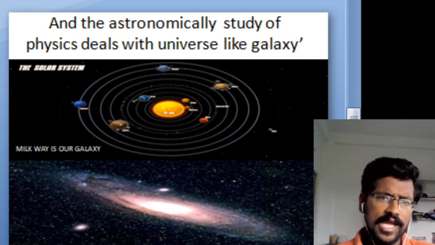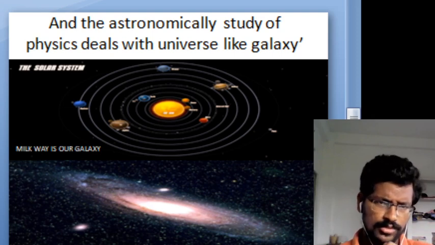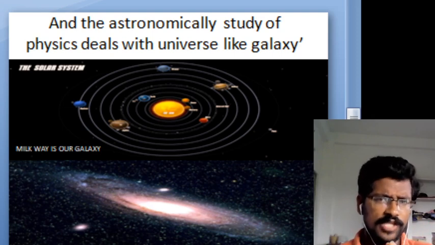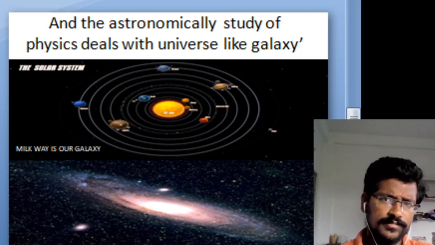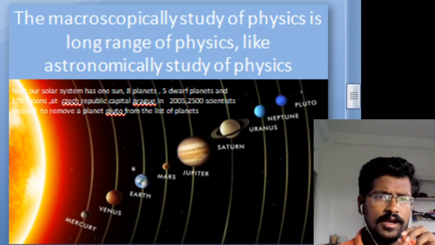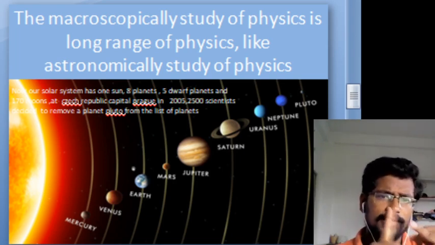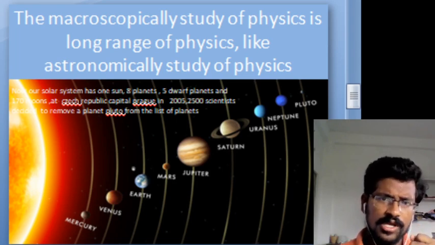Milky Way is our galaxy. In this Milky Way there are a lot of solar systems. In one of the solar systems we are living. This is our solar system. Our solar system is formed by one sun, 8 planets, 5 dwarf planets, 170 moons.